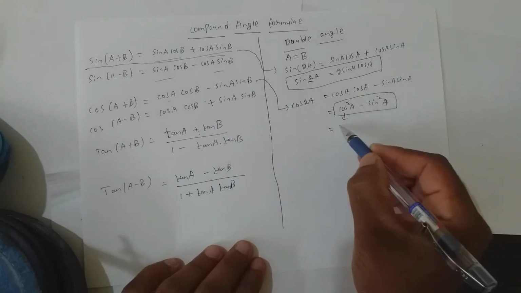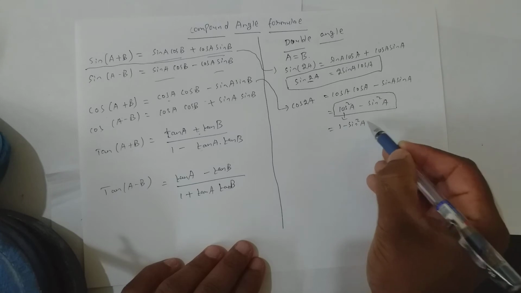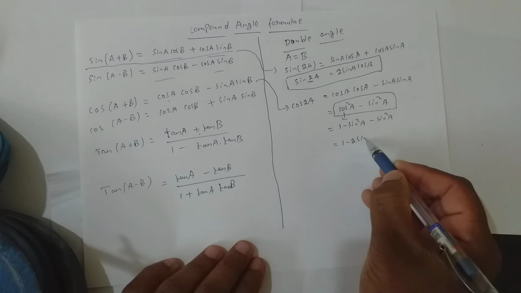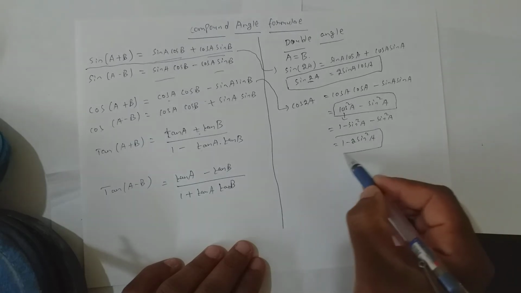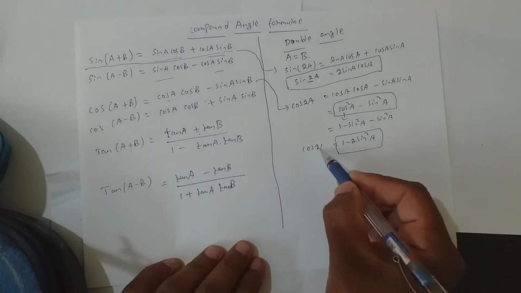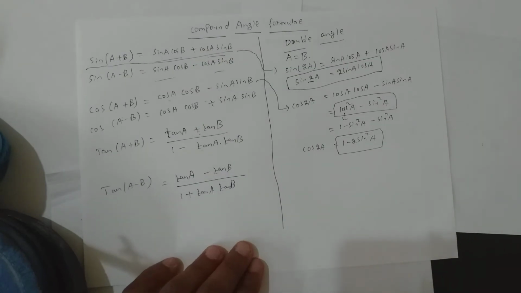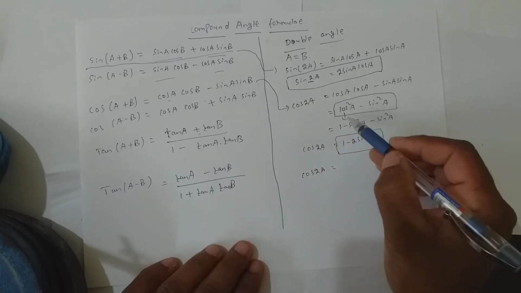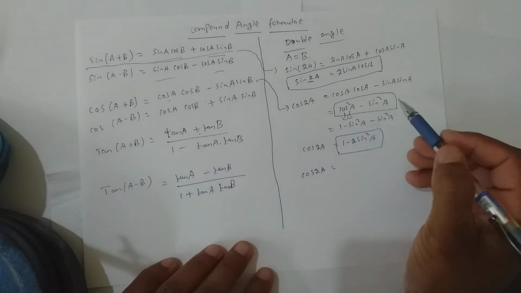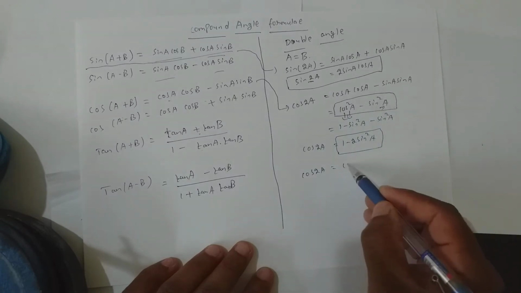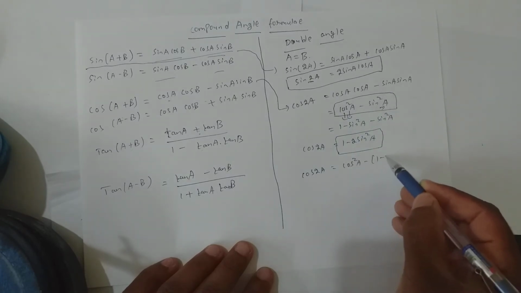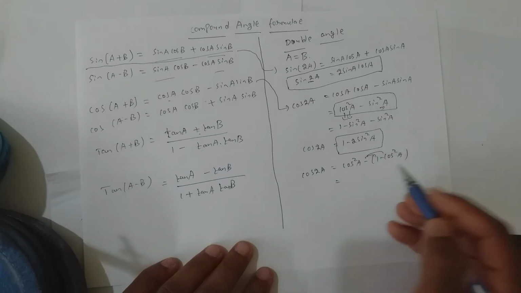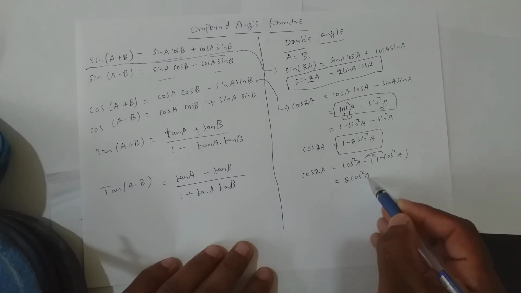But here this can be used, or something else can also be used. If I change cos square to 1 minus sin square A, I get 1 minus sin square A minus sin square A. So this will become 1 minus 2 sin square A. This one can also be used for cos 2A. One more formula you can use for cos 2A: over here you changed cos, but you could also change sin square. So sin square can be written as 1 minus cos square A. So this will become cos square A minus 1 plus cos square A, which is 2 cos square A minus 1.